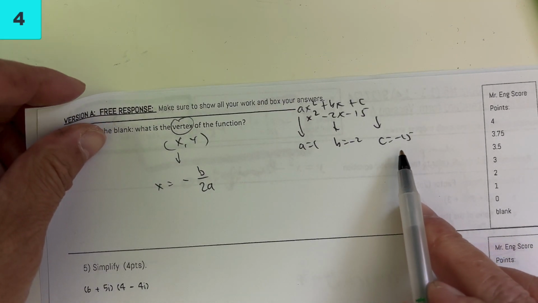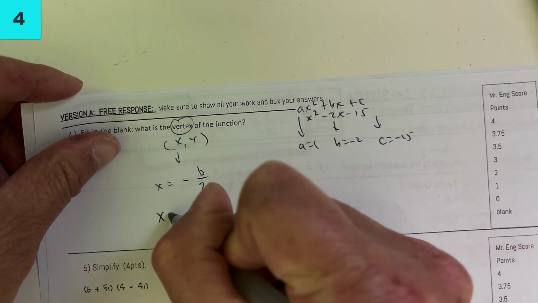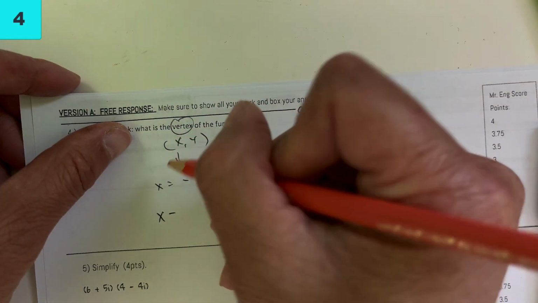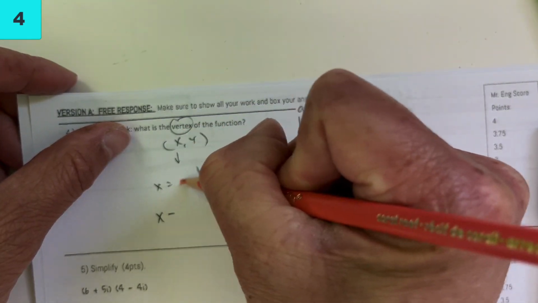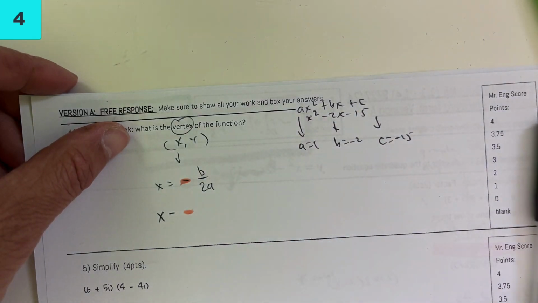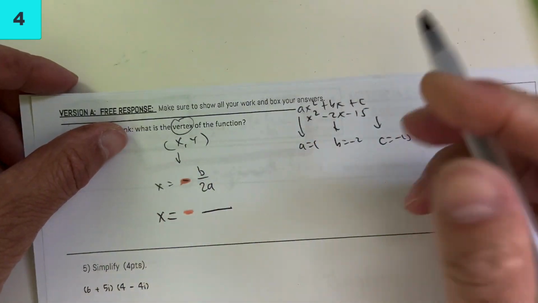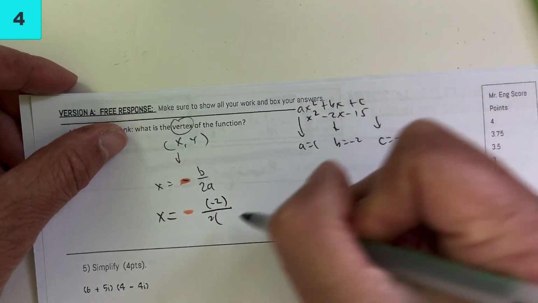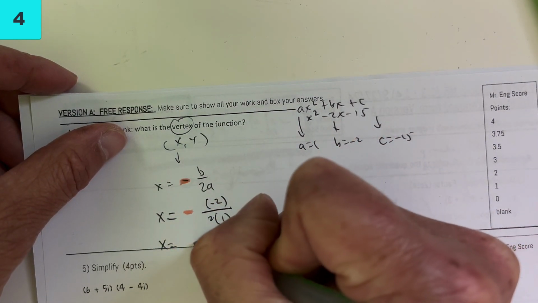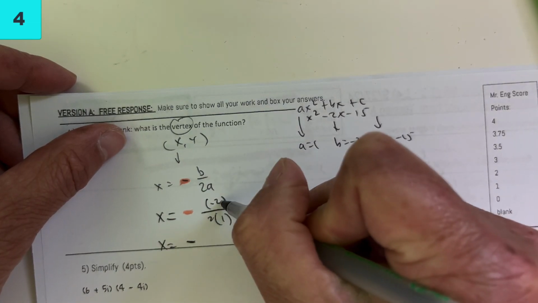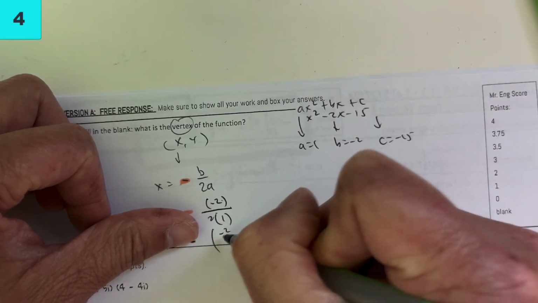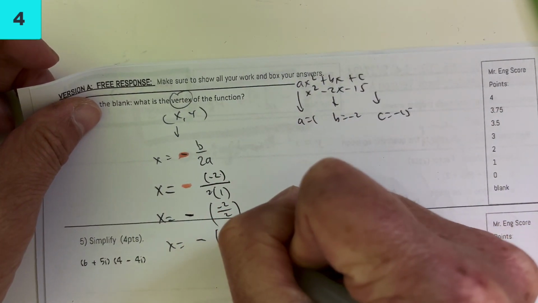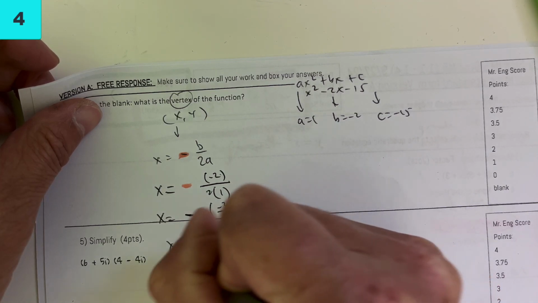Okay, so the b value is -2. Here I got a colored pencil. Remember, your negative sign has to be there. I like to do it at the end. The b value is -2, and then 2 times your a value, which is 1. So that's -2 divided by 2, which is -1. So the opposite of -1 is +1.